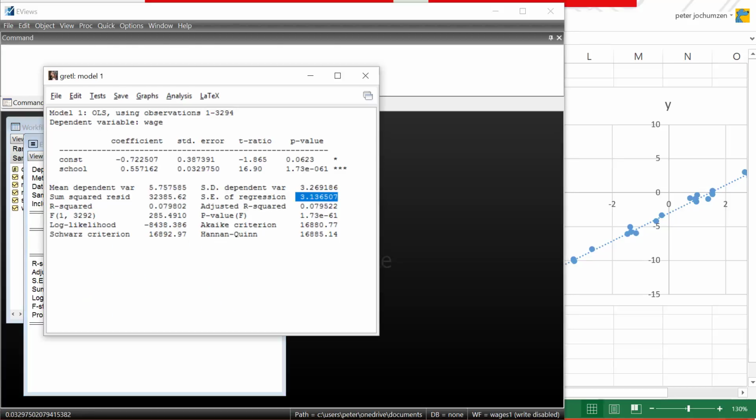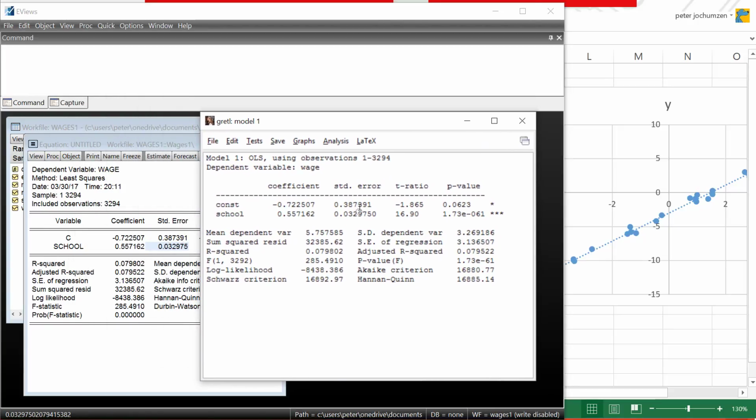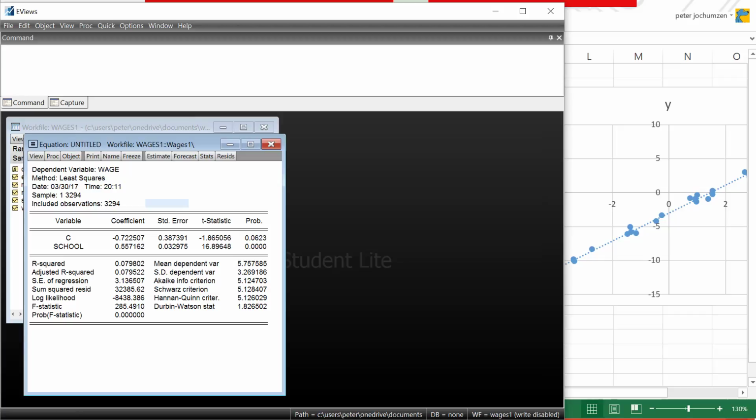Gretl does something extremely similar. It puts the coefficients in the first column and the standard error in the second column. I think they probably will be the same, and they are. We'll get to the third and the fourth column a little bit later.